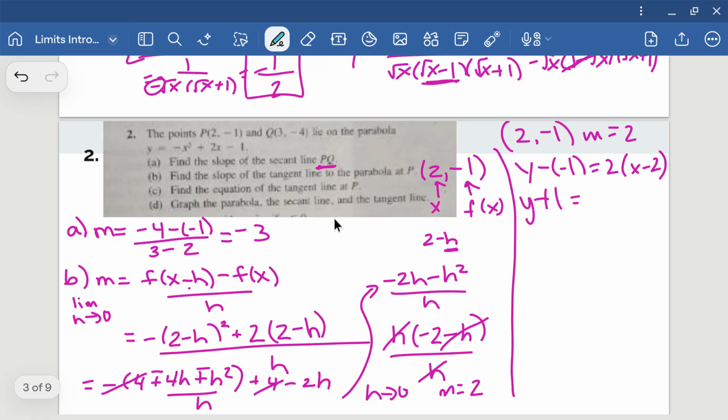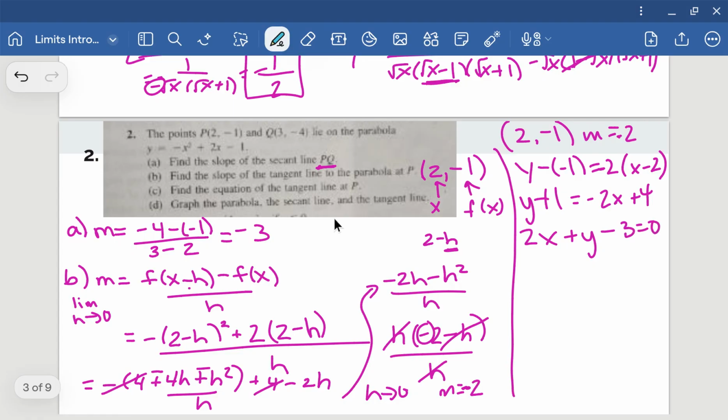Wait a minute, what was my slope? Sorry, I'm missing that. My slope was -2, so this should be a -2. So then we'll have -2x plus 4. And we want to move everything to one side, making that x positive. You get 2x plus y minus 3 equals 0. So that's our answer for C.